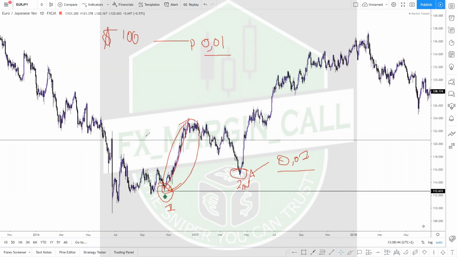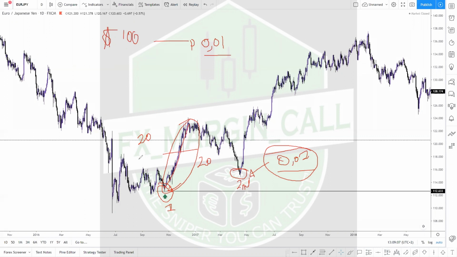Let's say here you made $20. Using this lot size, you'll make $20 with the market traveling half the distance it traveled on your initial trade. Those are some of the things you have to take into consideration when trading.